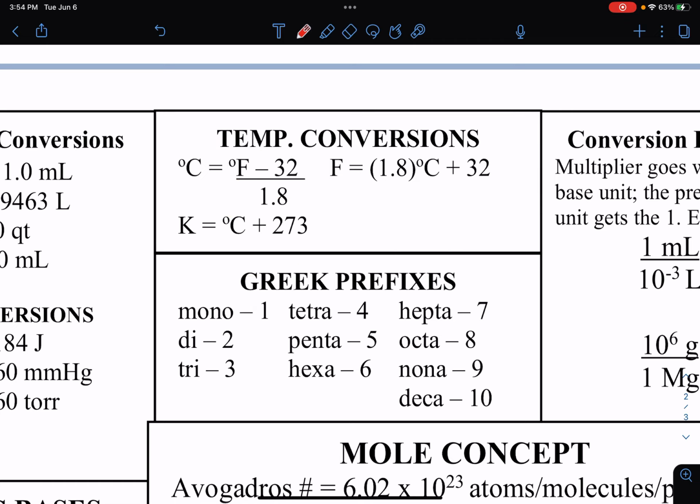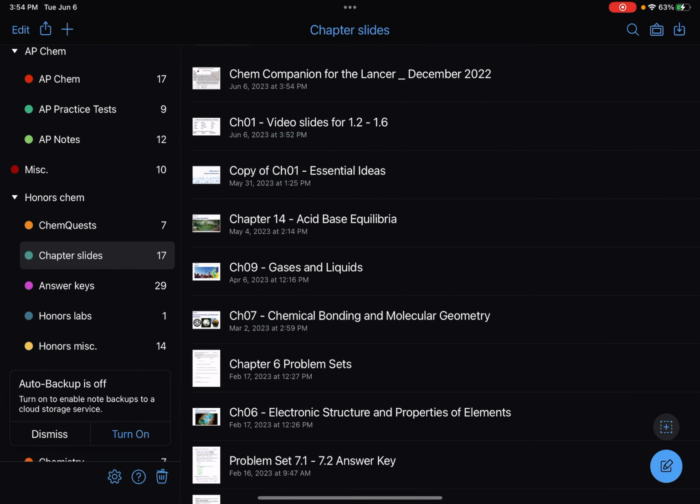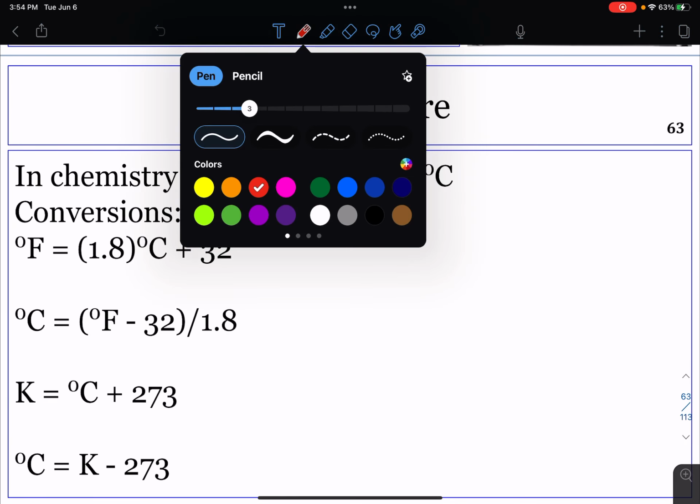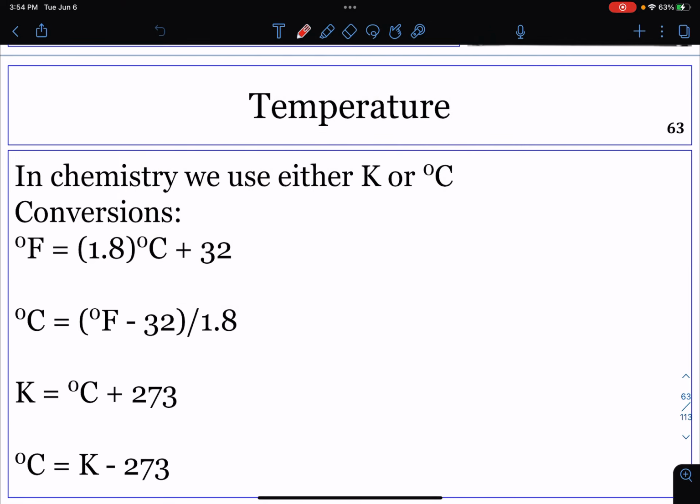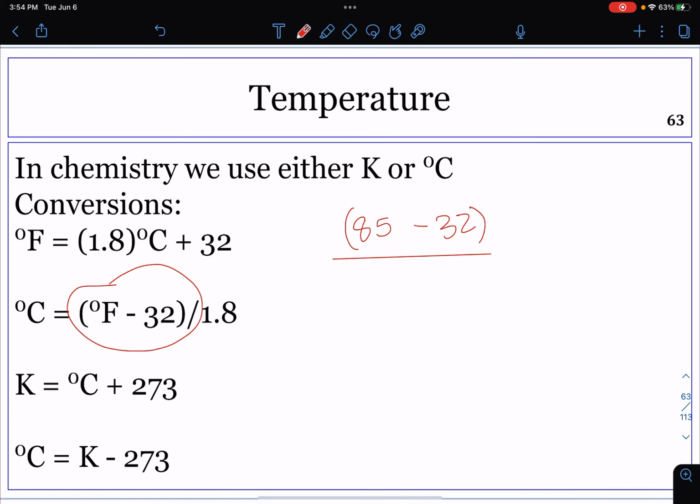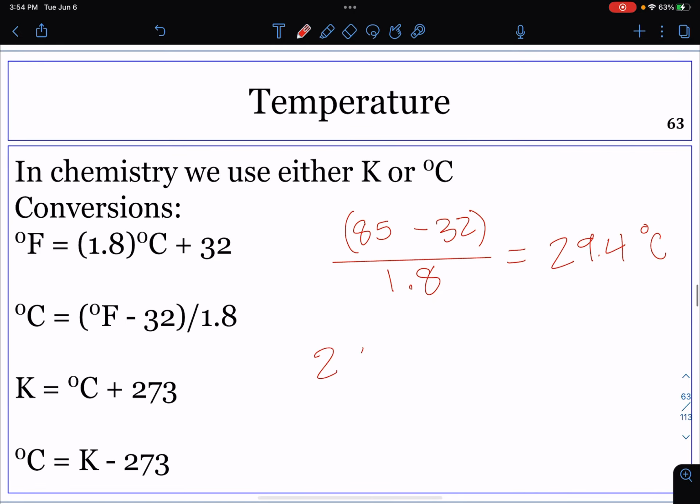Pause to see if you can work this out. So if we have 85 degrees Fahrenheit minus 32, that is in parentheses in our unit conversion here, which means we need to do the subtraction first, then we divide by 1.8, and that gets us 29.4, and the unit is degrees Celsius. Then, to convert to Kelvin, it's actually pretty simple. You just take your Celsius, 29.4, and add 273. And that gets us 302.4.